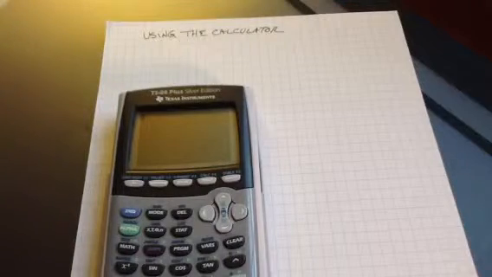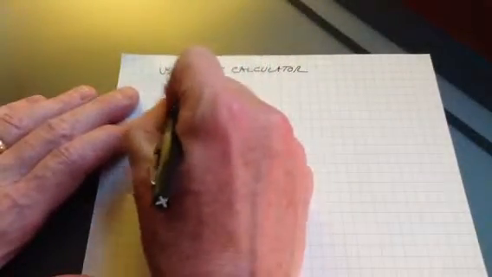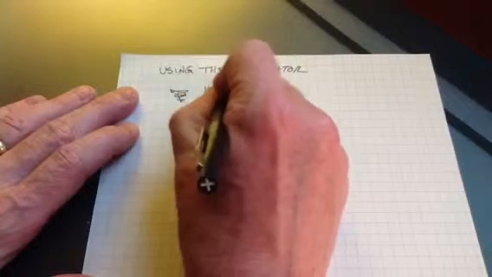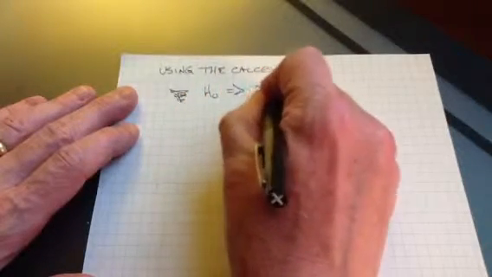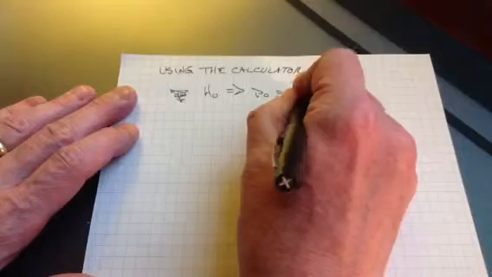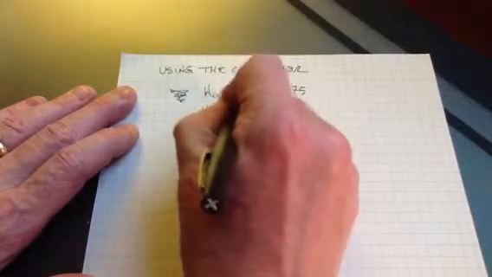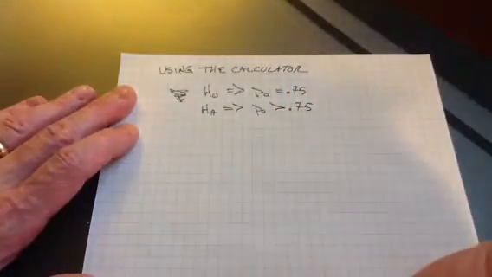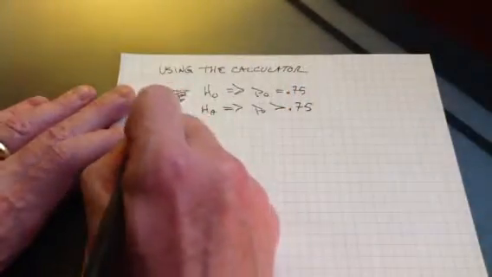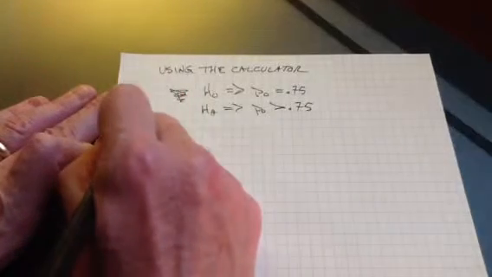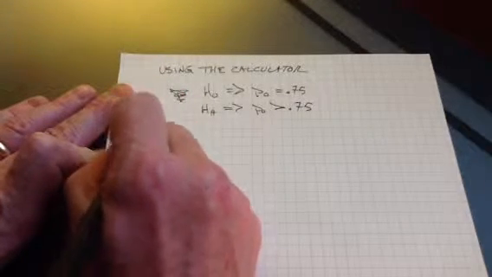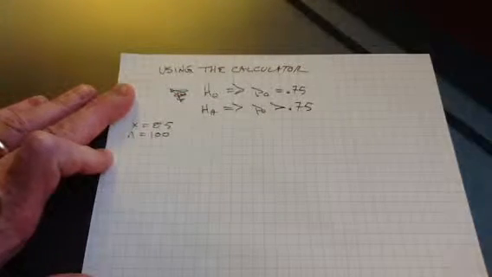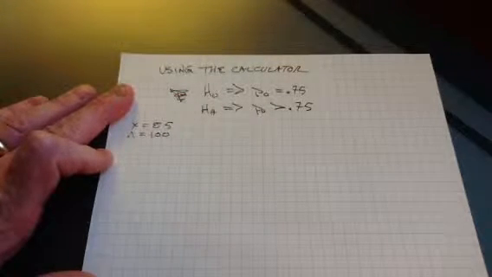All right, so we're going to do the exact same example. I have a hypothesis. My null hypothesis is that P null is equal to 0.75. My alternative hypothesis is that it is greater than 75%. Yes? And I observe that 85 out of 100, or 85%, are greater. So my proportion is 85.